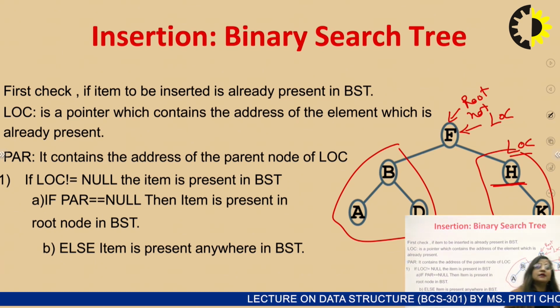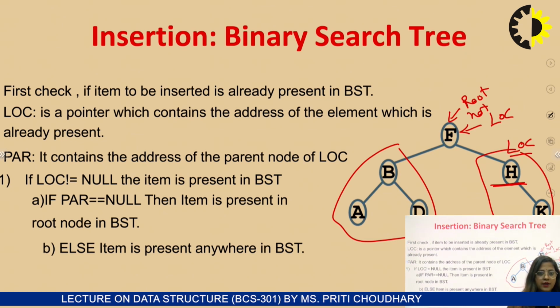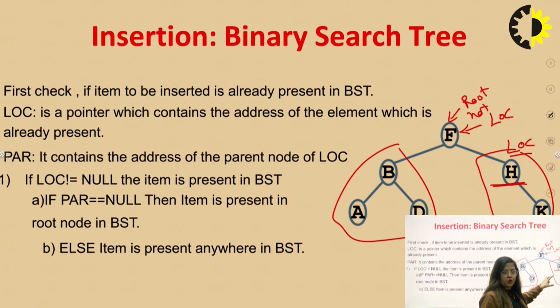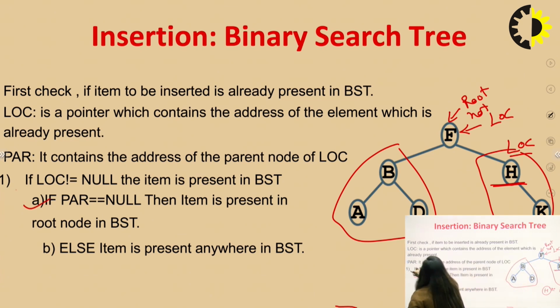If LOC does not equal to null, the item is present in BST. Okay, item is present in BST, and if parent equal to null, that item is present in a root node. Means according to this not possible this condition, but here, let's suppose this is your BST, simple BST, and location does not equal to null. According to this, H is presented according to the first line, according to LOC.